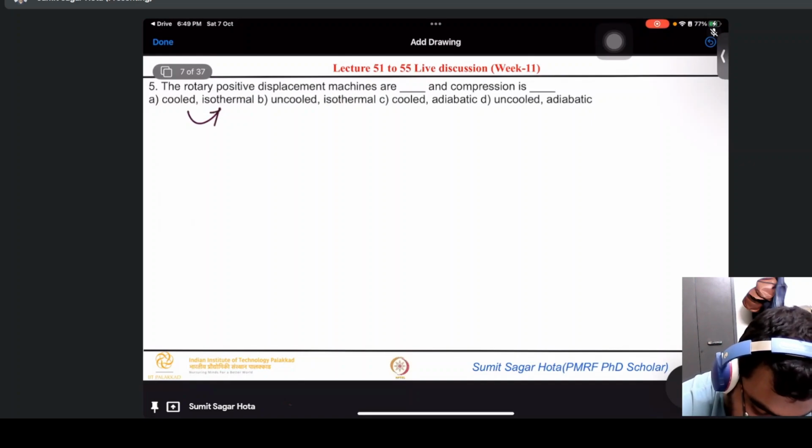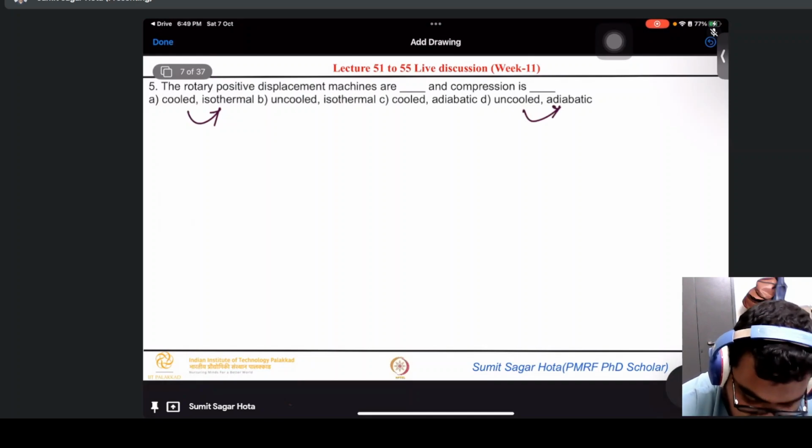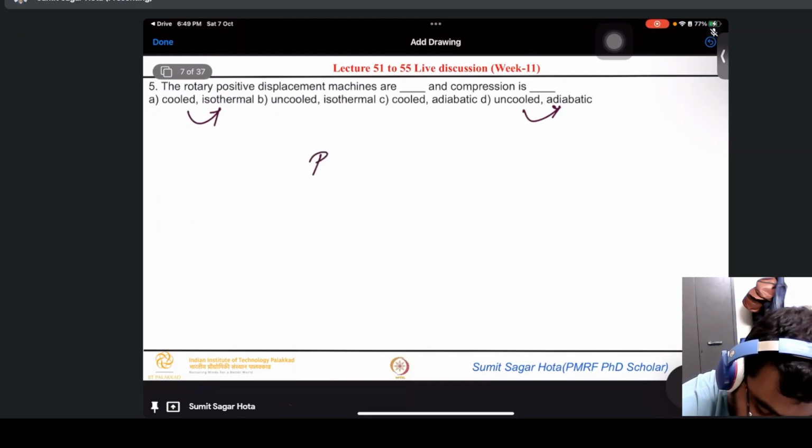Okay, cooled and isothermal are related, and uncooled and adiabatic are related. So if you don't know any of the options, you can guess that it can be cooled, because cooling and isothermal processes are related, and uncooled and adiabatic are related. That's the reason these two options can be the case. But for a rotary compressor you should remember that if there is positive displacement, it's obviously uncooled.